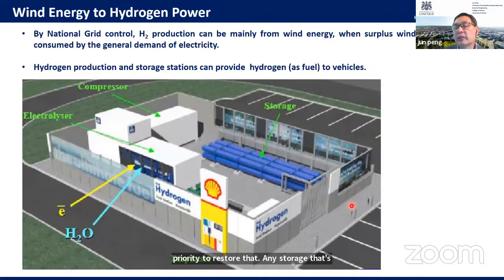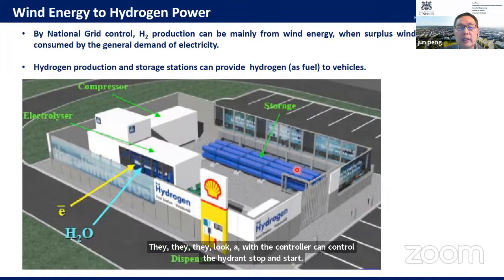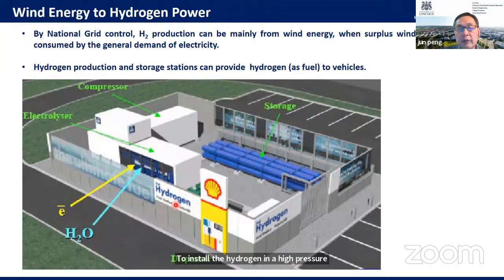As I mentioned, the UK has currently built 13 hydrogen production and refueling stations to refuel fuel cell vehicles in the UK. They store the hydrogen here. With the national grid electricity, the national grid controller can control the hydrogen stop and start, then store the hydrogen in the high pressure tank, then refuel the fuel cell vehicles.